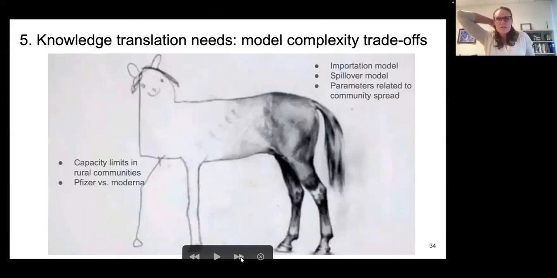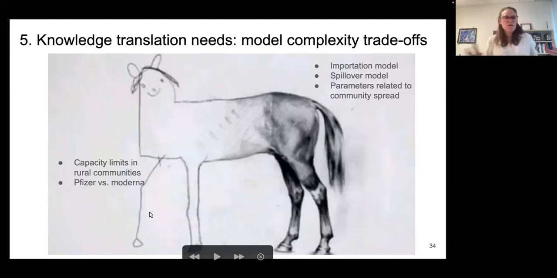This is how I think of the question about model complexity trade-offs. Depending on what your question is, you're going to need to do a really realistic job of some part of your model. So for regions that are implementing elimination, I would want to do a really good job of the importation model and the spillover model, and estimating parameters related to community spread in my community, like how much more transmissible a different variant is. I would put a lot of effort into those aspects, because I think my conclusions are going to be very sensitive to those.